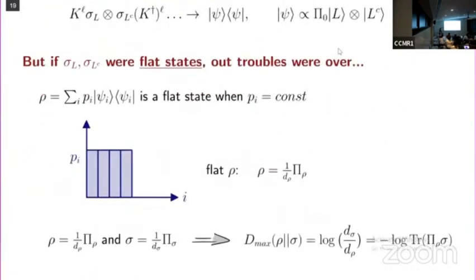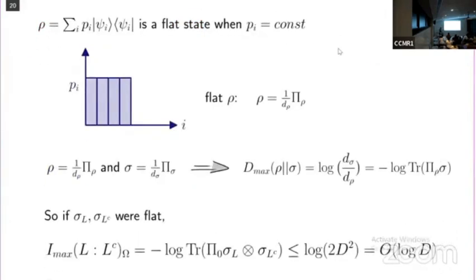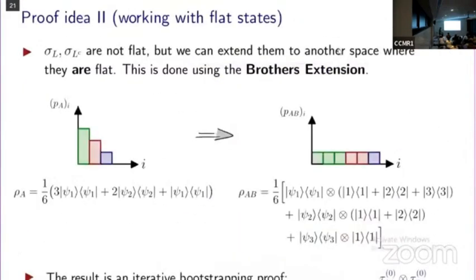The idea we have in order to overcome that is to work with flat states. Flat states are mixed states in which the weight of all of their eigenstates is equal. So these are in some sense proportional to projectors, and if this sigma were a flat state, then you can show that there is a simple relation between the Dmax and the overlap. Therefore, since we had a bound for the overlap, that will give us straight away a bound for Dmax. The question is how to get that, and this is the second new ingredient in the proof.